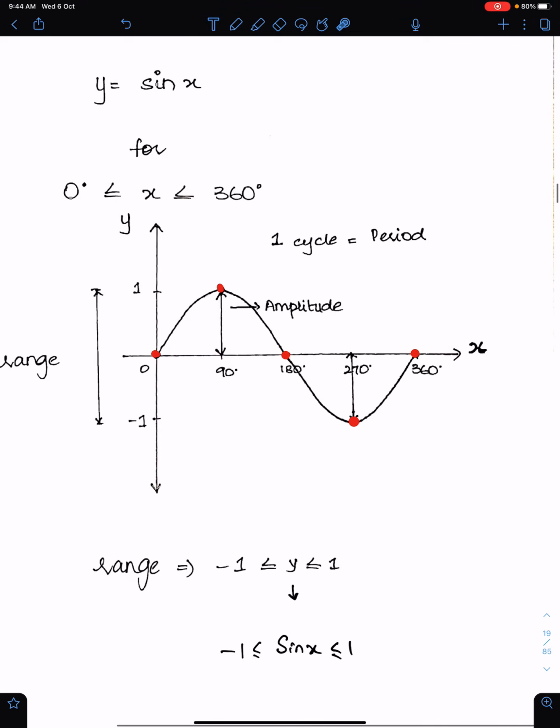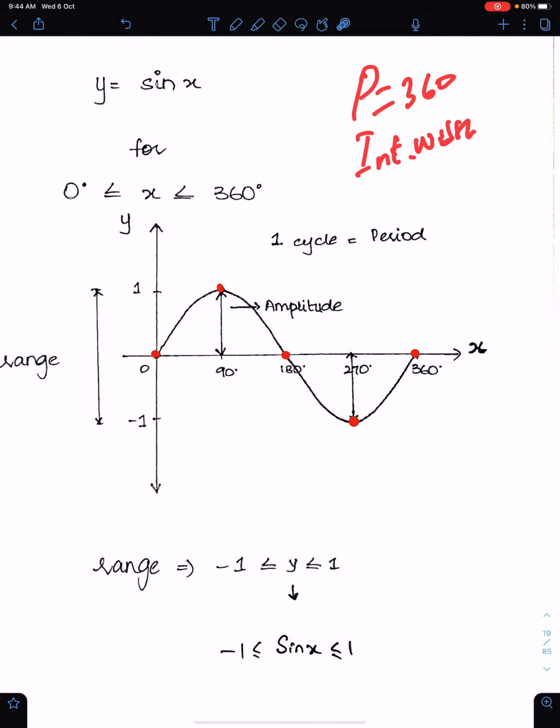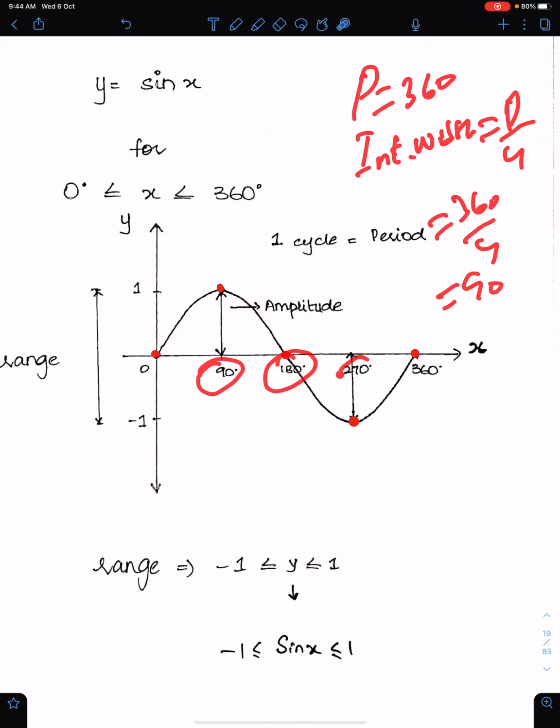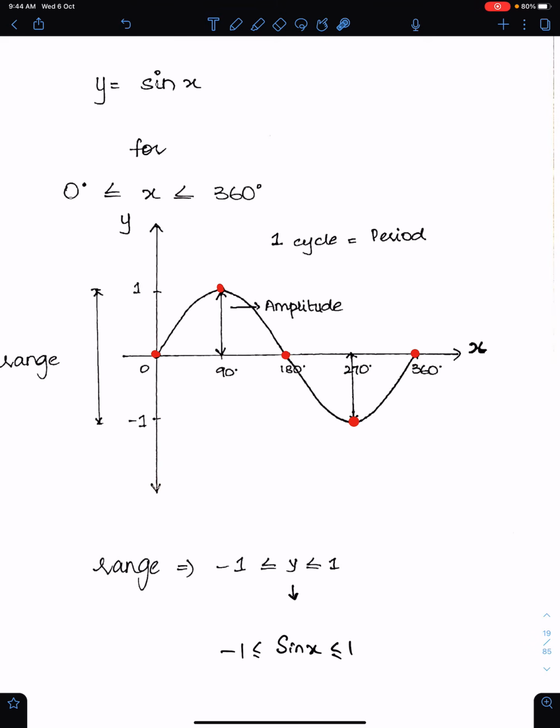Now, see. Period is 360, and the interval width is period upon 4, which is 360 upon 4, so 90. So 90, 180, 270, 360 should be here. And these widths must be the same.